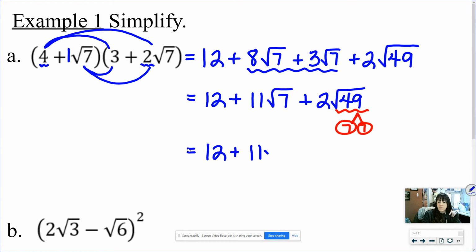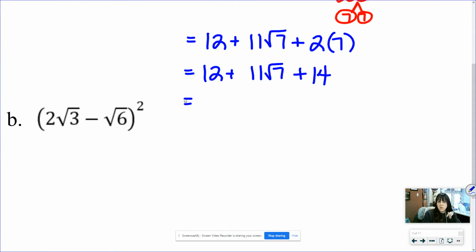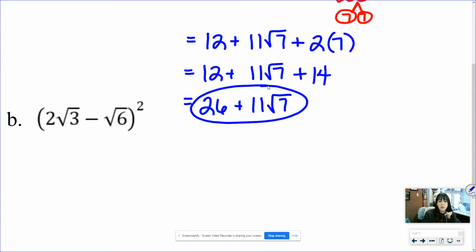And we're going to say, this thing at the end here has a 2 in front, but the square root of 49 is just 7. So we've got a little bit of work to do because we have some more simple math that can be done. So 2 times 7 is 14. And then we can combine like terms. 12 plus 14 would be 26 plus 11 radical 7. That's our final answer.